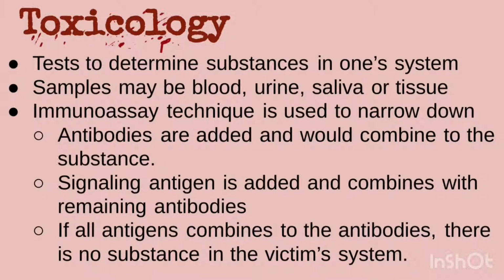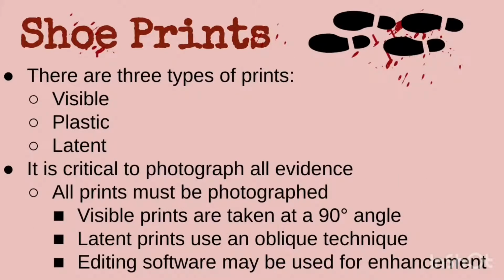However, if there are fewer antibody-antigen combinations than the number of antibodies originally added, it means that some must have combined with the substance. This suggests that the substance in question was present in the victim's body. After toxicology, we began tests on the evidence. The first piece of evidence was the shoe print found at the crime scene.